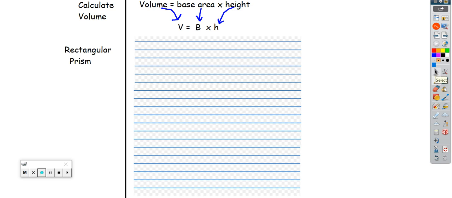So I want to make sure that you have a straight edge. It can be a ruler, it can be the edge of a book, and a pencil, because we're going to be drawing our prisms and our cylinder today. Okay, so if you need to go grab those materials, pause the video and do so now.